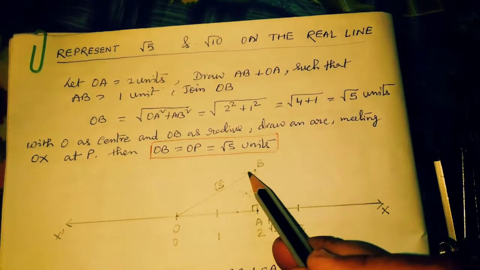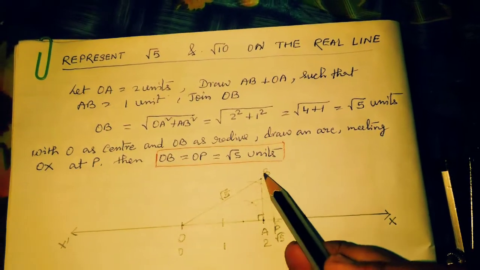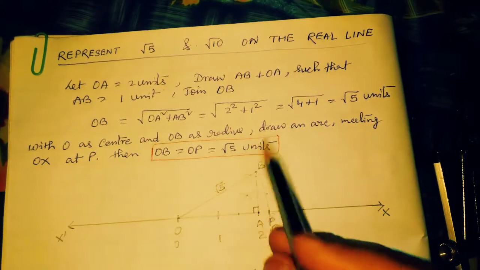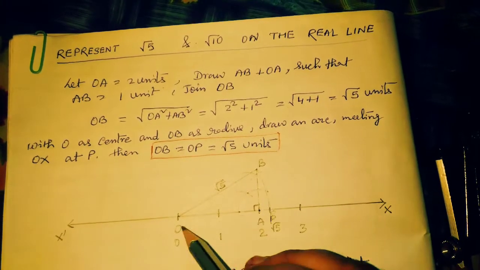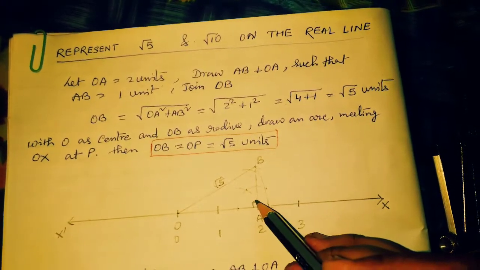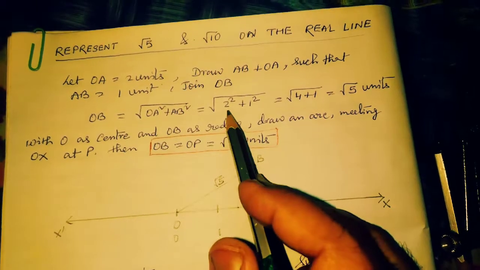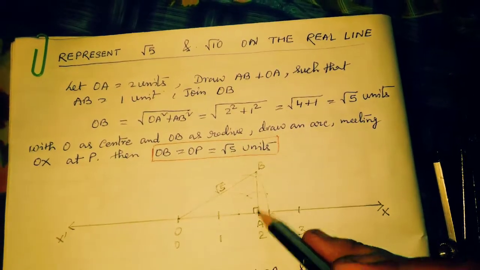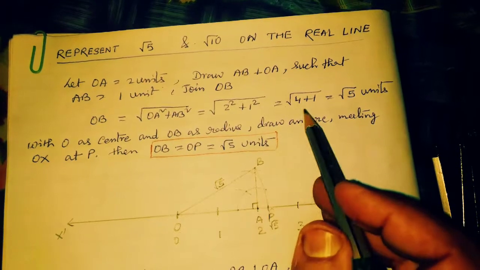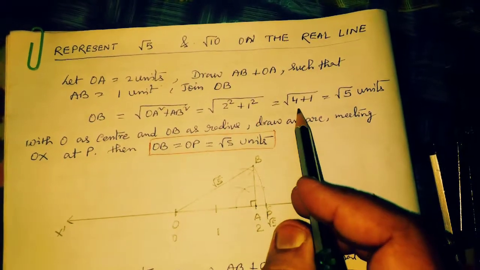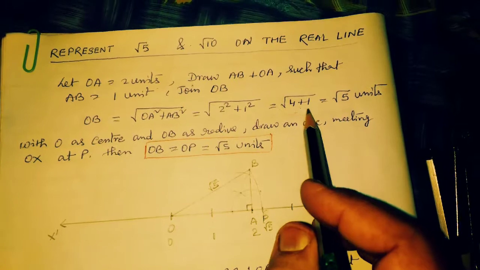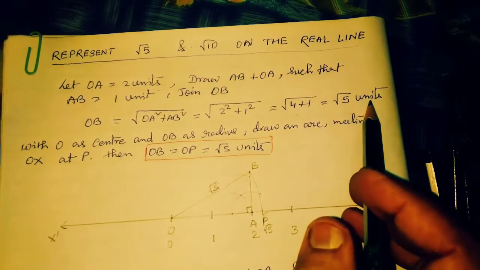So this OB, if we join here, what is OB? OB is under root OA square plus AB square. So what is OA? OA is 2 units, that is why 2 square, and AB is 1 unit, so 1 square. So 2 whole square is 4, and 1 whole square is 1. So 4 plus 1 is 5. That is under root 5.